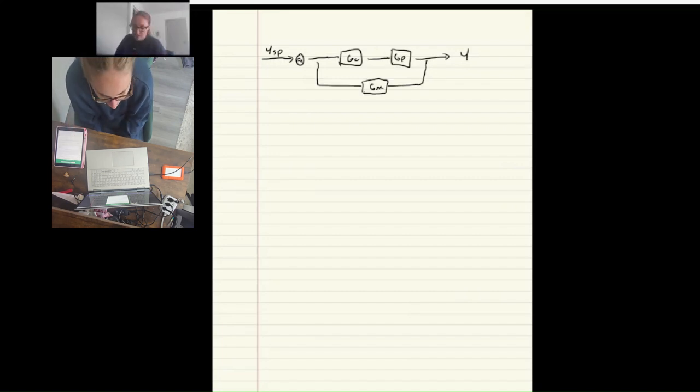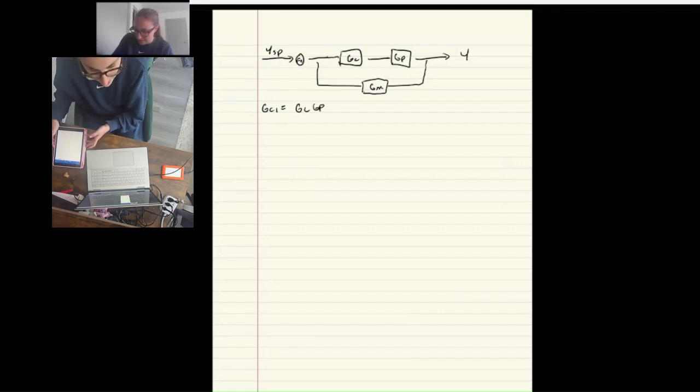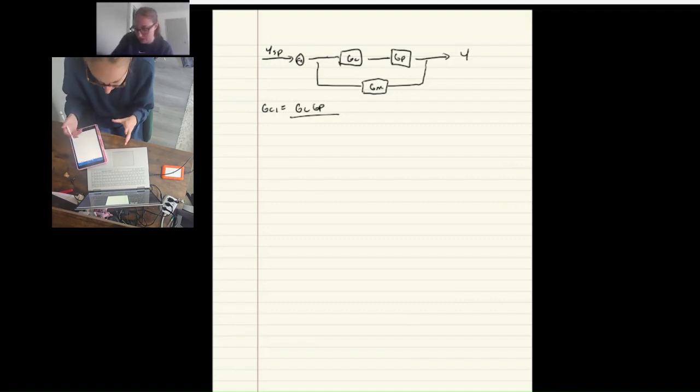So the first thing that we want to do is find our GC1. The top is going to be our forward direction, so it's going to be our GC times our GP, and then the bottom one is going to be our closed loop system, so it's going to be 1 plus GC, GP, GM.